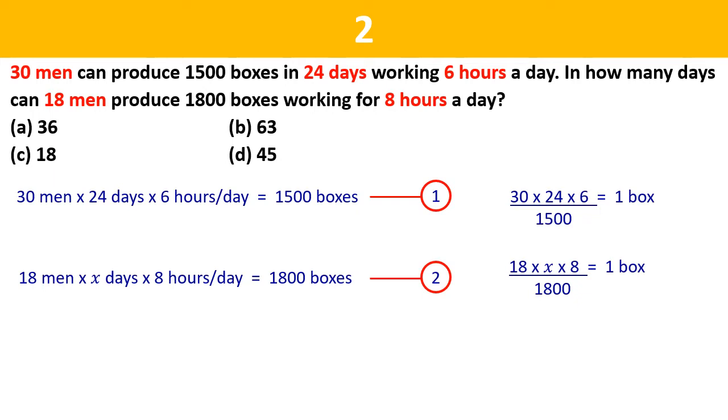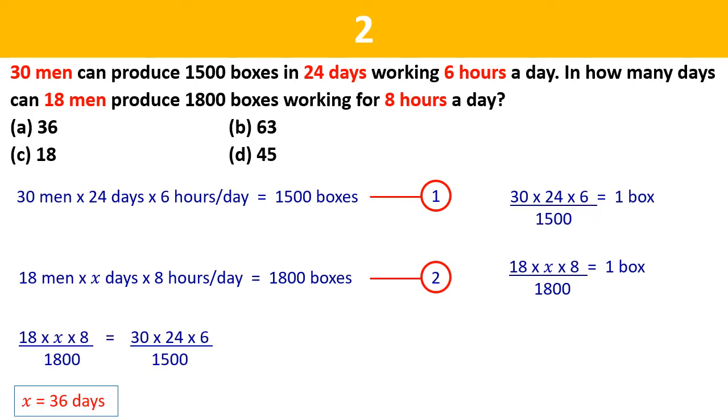Now, as we observe here, the right hand side of both the equations is the same. We can equate their left hand sides and we can determine the value of x, that is the number of days. Solving this, x comes out to be 36 days, option A.